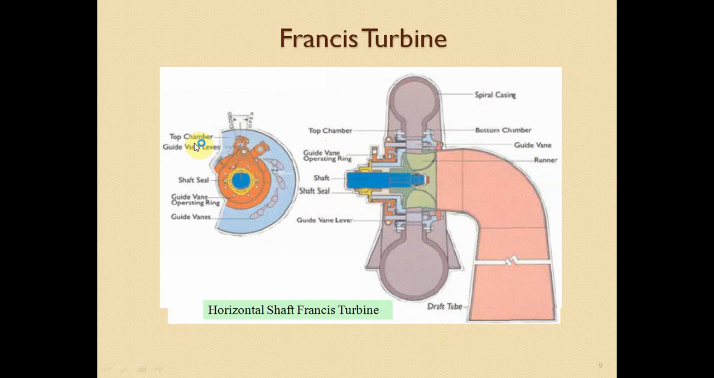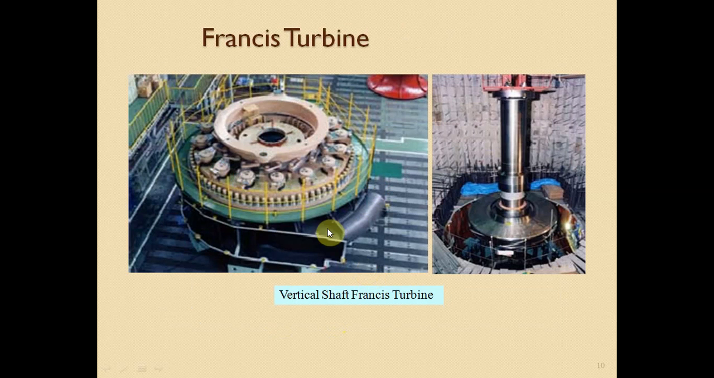So inside, top chamber, guide vanes, shaft seal, guide vanes. Then operating ring, then guide vanes. Okay, this is the Francis turbine. This is the horizontal shaft Francis turbine, then the vertical shaft Francis turbine. So this is the vertical arrangement in the turbines.